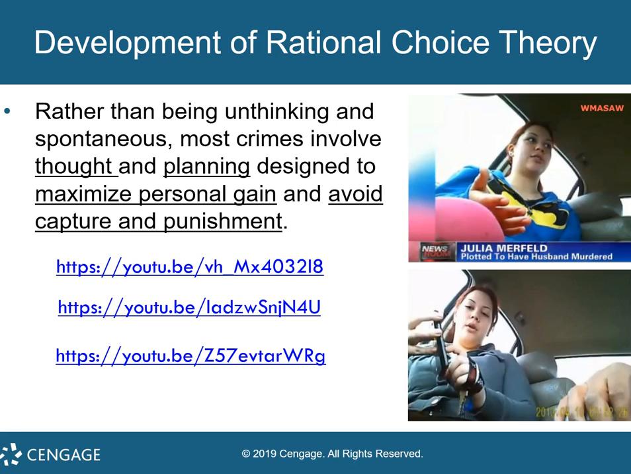Well, because, after reviewing all of the available information, they believe that the rewards of the crime simply outweigh the risk. And this, in a nutshell, is this view of crime causation, referred to as rational choice theory. The view that crime is a function of a decision-making process in which the potential offender weighs out the potential costs and benefits of an illegal act.